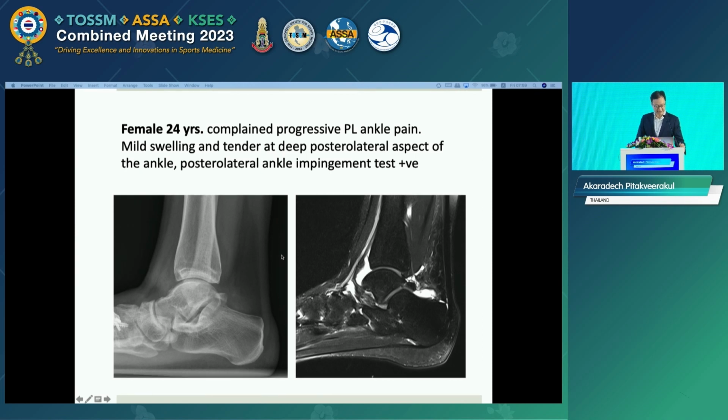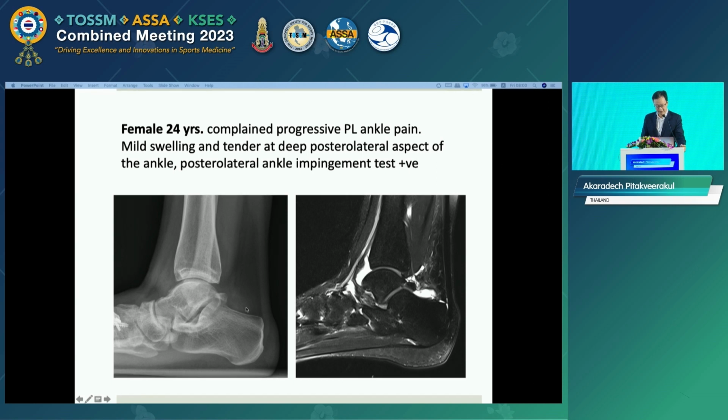So let's look at a case. This case is a 24-year-old female complaining of progressive posterolateral ankle pain, mild swelling, and tenderness over the deep posterolateral aspect of the ankle. Posterior ankle impingement test is positive. On the normal X-ray, we found a small os trigonum around here, above the calcaneus and below the posterior malleolus.